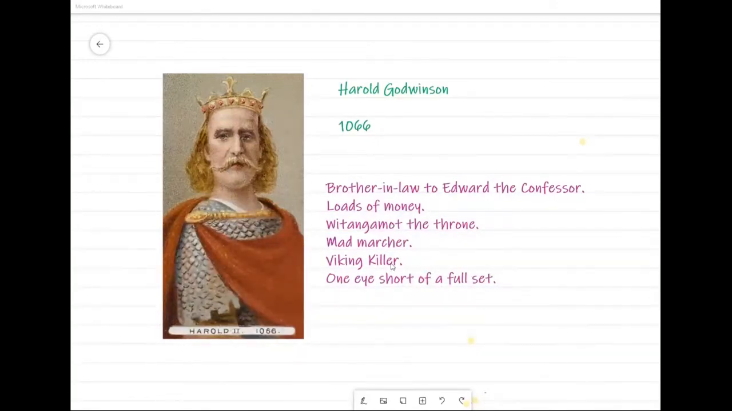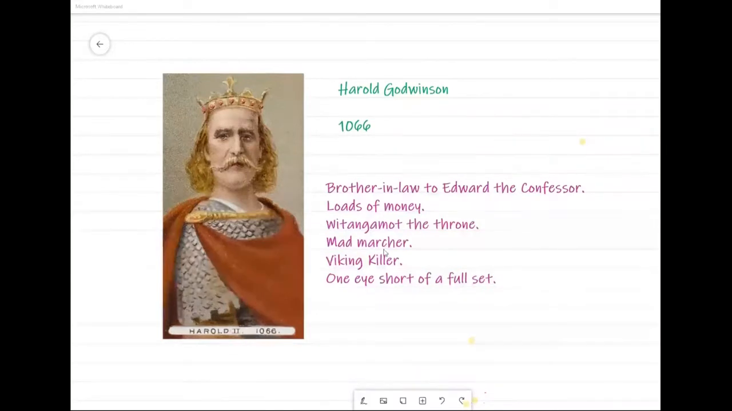There's another man who decides that he would like to be king, and that's Harald Godwinson. He is the man on the screen. We've got the picture here with a crown on, so that will give us a hint that he does actually become king. And he's Anglo Saxon, he's English, like Edward the Confessor. He's married to Edward the Confessor's sister, so that's a good start in life. He's also probably at that time the richest man in England, so he's got loads of money.